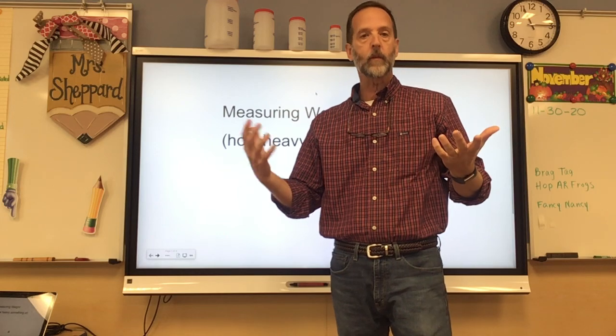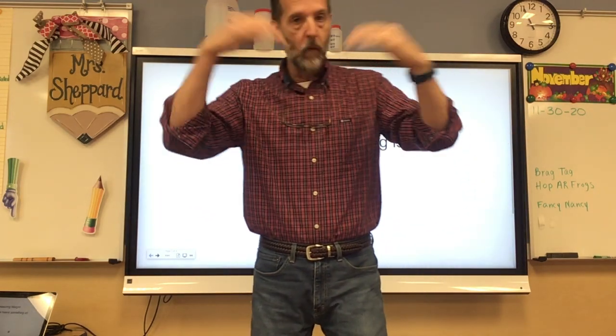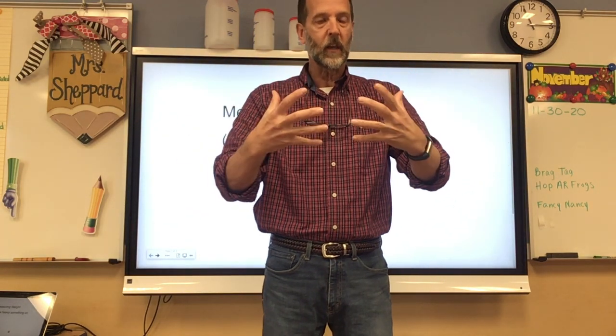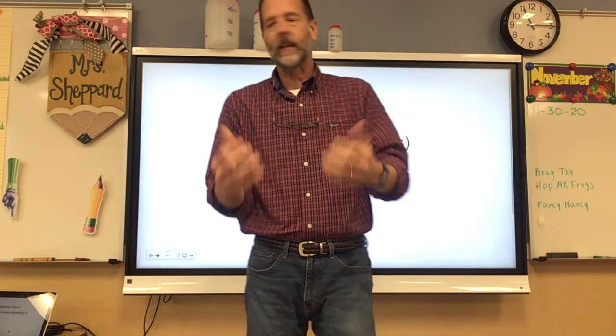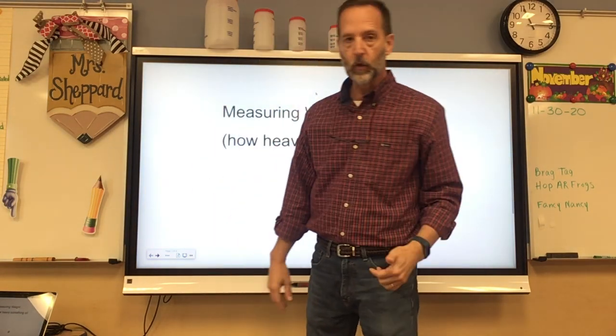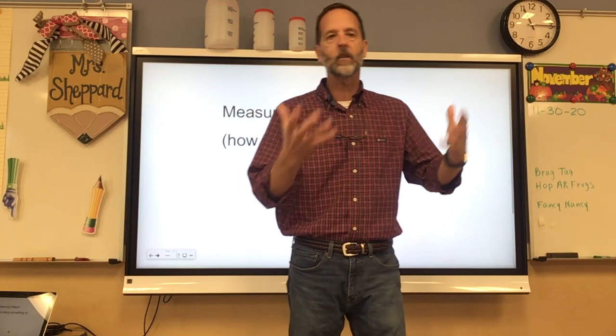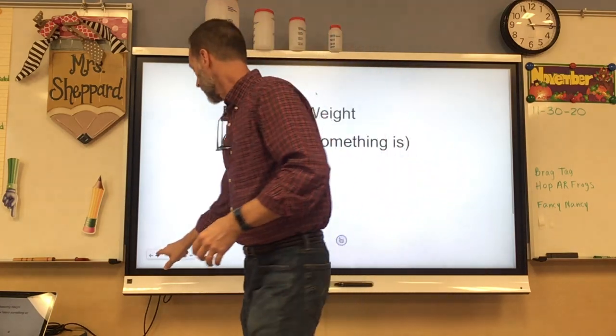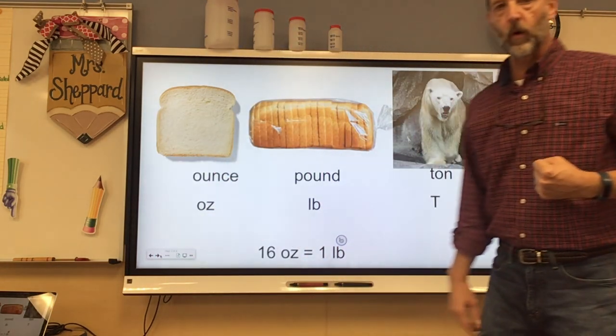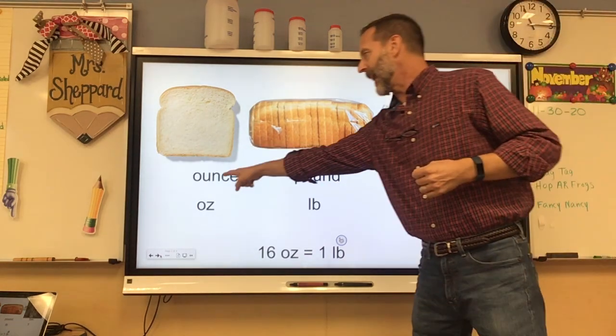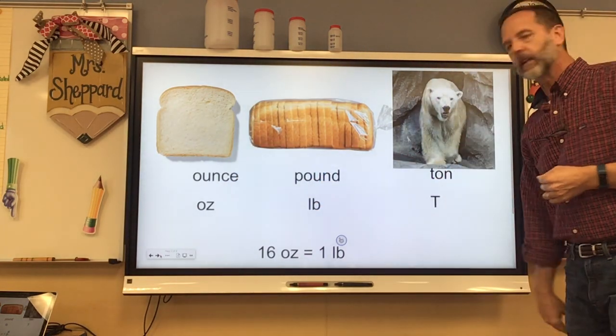Simple enough. We talked about capacity, how much goes inside of something, how much something can hold. Weight is how heavy it is. All right, so let's talk about some units of measure. What are some ways we can measure how heavy something is? Well, we have three basic units that we're going to use. They're called the ounce, the pound, and the ton.